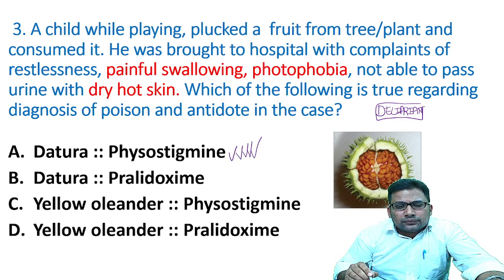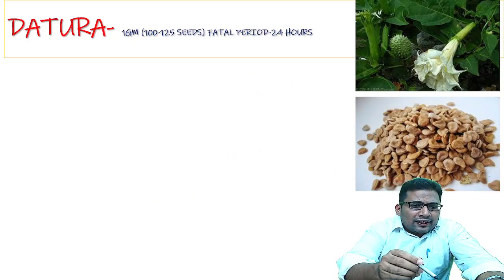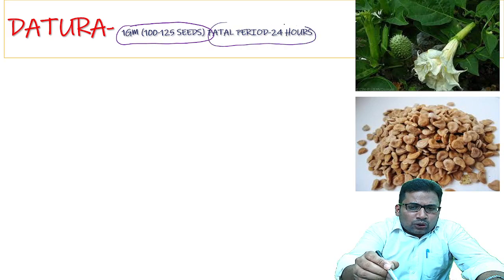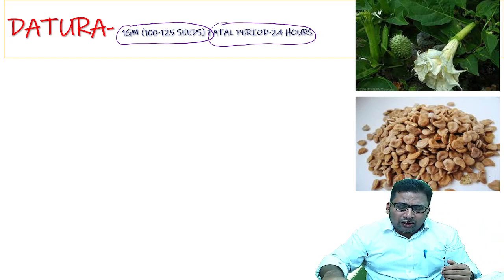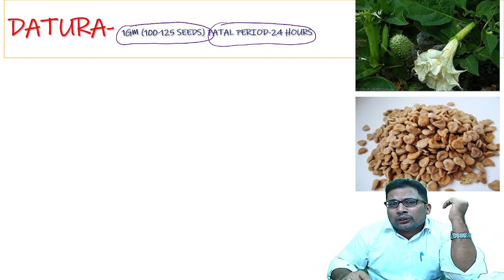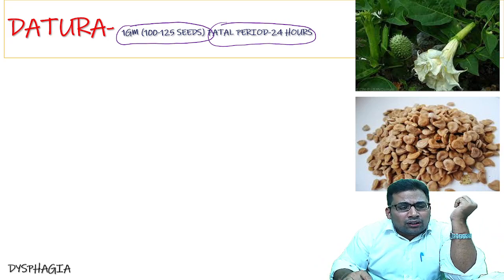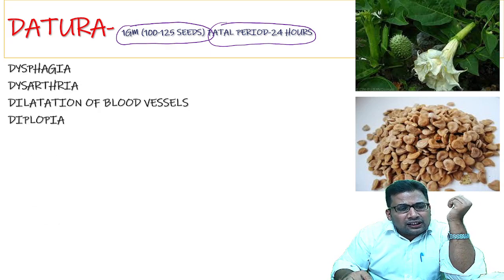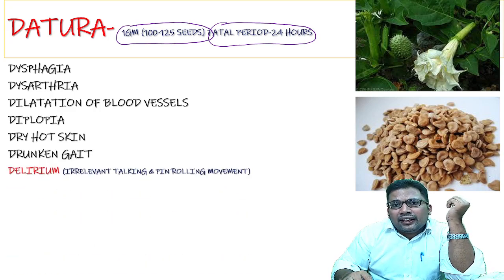Datura, the treatment is physostigmine. Just a brief explanation. Datura, the fatal dosage is 100 to 125 seeds. Fatal period is around 24 hours. It manifests with 9D manifestations, because of the effect of hyoscine, hyoscyamine and traces of atropine. So there can be dysphagia, dysarthria, dilatation of pupil, diplopia, dry hot skin, drunken gait, delirium.